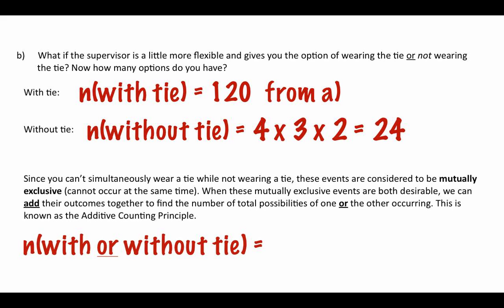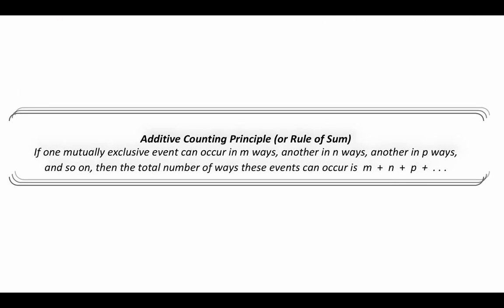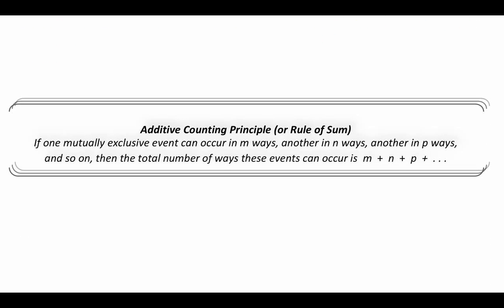So if we take the number of ways with the tie and add it to the number of ways without the tie, then really the number of ways of making an outfit with or without a tie is simply the sum of the number of ways with the tie and the number without the tie. Okay, so this combination here of adding those 2 possible outcomes is the additive counting principle. You may also read it in university textbooks too, is referred to as the rule of sum, but we're going to refer to it as the additive counting principle.